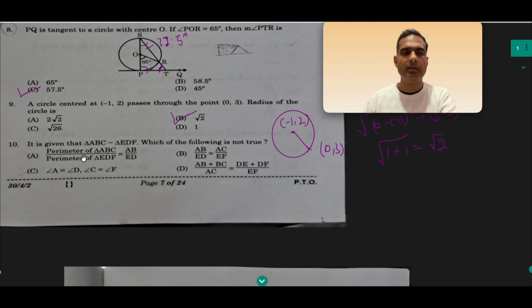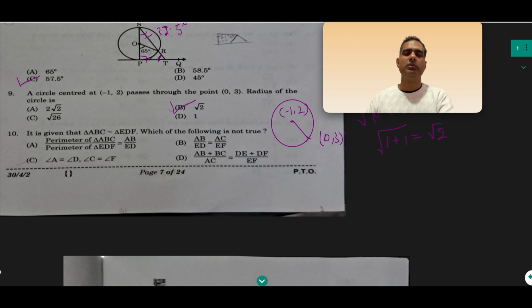Question number 10. It is given that triangle ABC is similar to triangle EDF. Which of the following is not true? So we have to check which is not true. So as I discussed in the session which is just before the exam, we have to be very cautious about the language of the question. So it is asking which is not true. So if two triangles are similar, then the ratio of their perimeters is also the same as the ratio of their sides. So it is same, AB over ED. So this is true. But the question is asking which is not true.